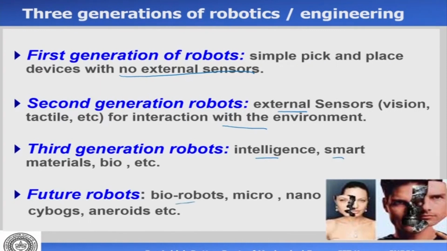And future robots are biorobots, micro, nano, cyborgs, androids. Some of them are science fiction, some of them are there already. So this is the direction in which robotics has gone: first generation, second generation, third generation, and then future robots.